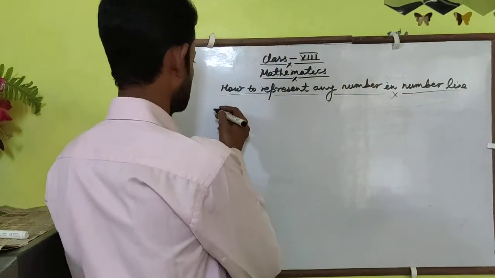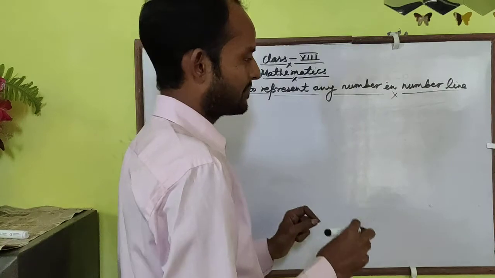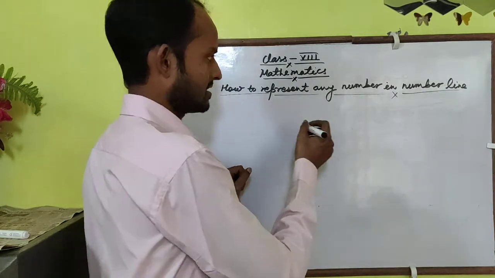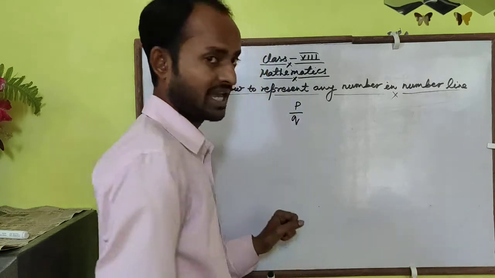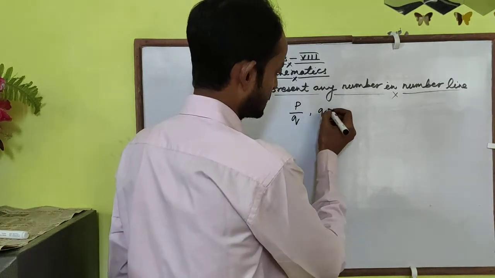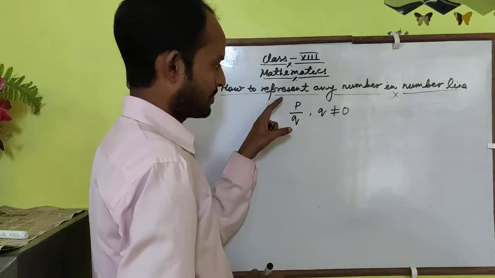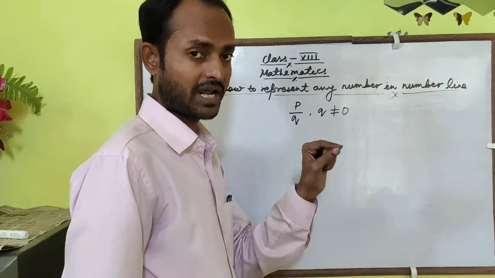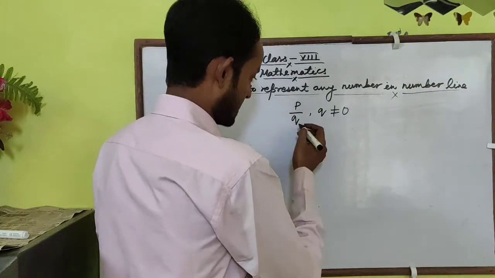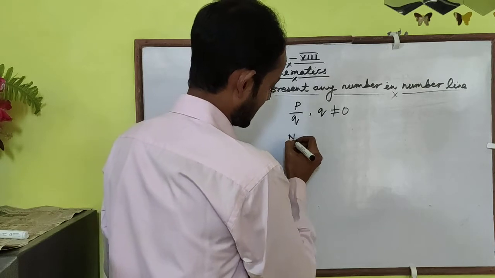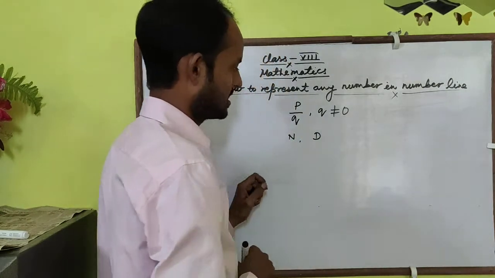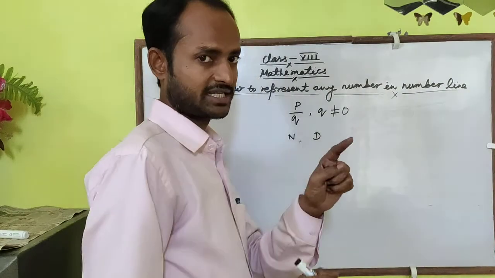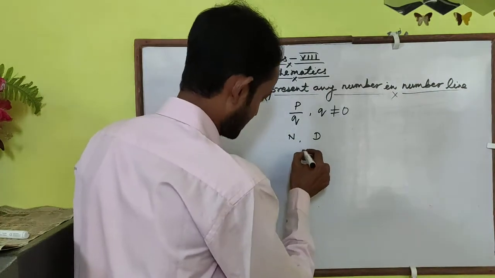Suppose any number which is rational, then it is always of the type P upon Q, where Q is non-zero. P and Q are co-prime also. Here P is taken as the numerator and Q is taken as the denominator. It means here you have to clearly know two conditions.